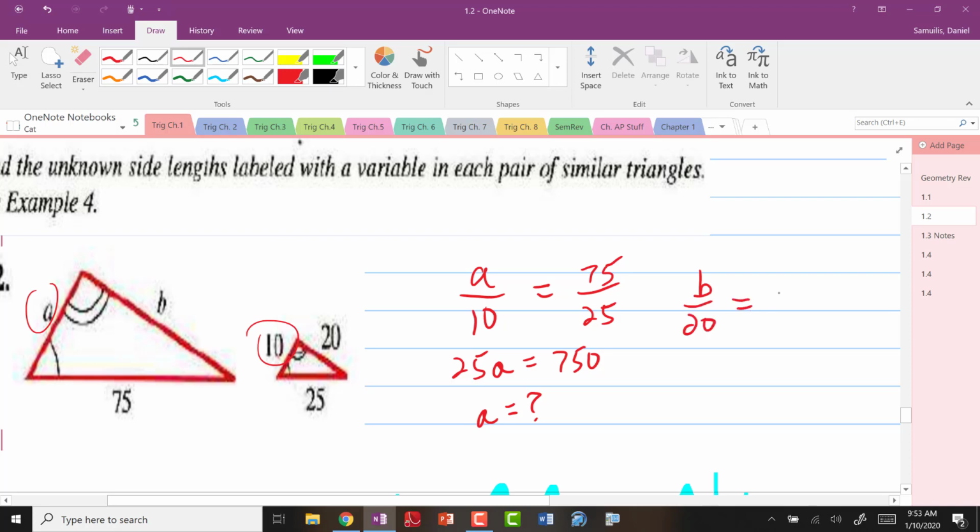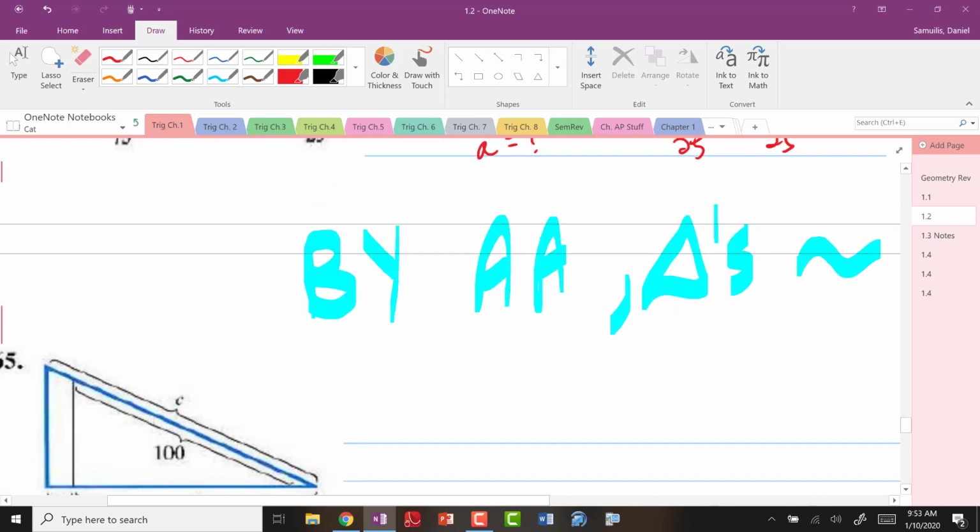B over 20 equals 75 over 25 as well. Then you get 25B equals, oh boy, 750. This is going to be embarrassing if I have 14. 1500. Then I should be able to divide by 20. I just don't feel like it. I'm going to move on.